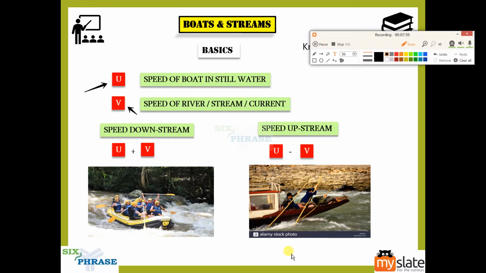So this is how I can put it to you, guys. Because the downstream guys are going with the flow, they'll have an easy time. But these upstream guys are going against the flow, so they'll have a tough time. And what will be the speed upstream? You will have u minus v. u is the speed of the boat, minus v, the speed of the river.